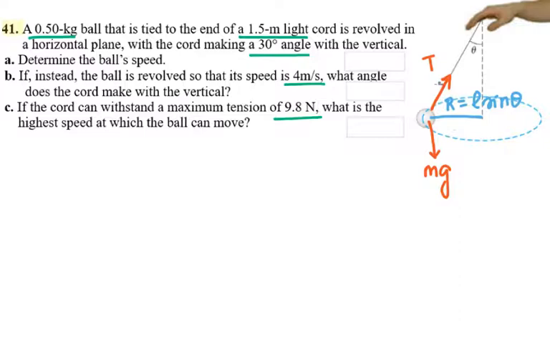But also the tension has horizontal and vertical components. The horizontal component is going to be T sine theta, and the vertical component is going to be T cosine theta, because theta is the top angle right there. Let me rewrite what R is equal to. R is equal to L sine theta, and this is your R. And here is the vertical component of the tension, T cosine theta.